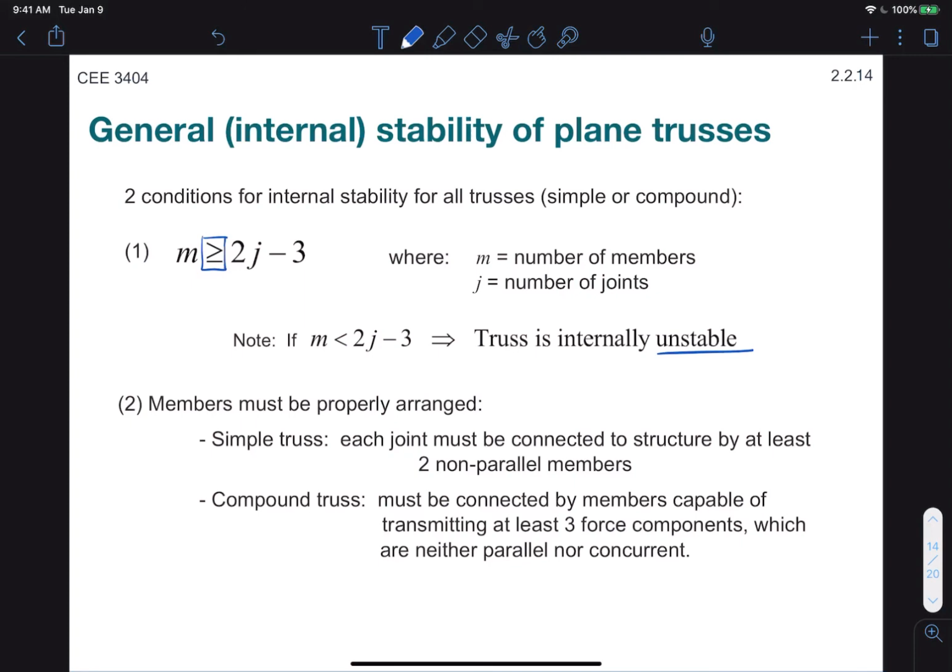And in addition, we add the criteria that members must be properly arranged. In terms of a simple truss, each joint must be connected to the structure by at least two non-parallel members. Okay, very similar to the rule that we established before. And for a compound truss, we must fulfill that rule about 3 total forces which are neither concurrent nor parallel. Keep in mind that both of these conditions must be met for stability. One alone is not enough.